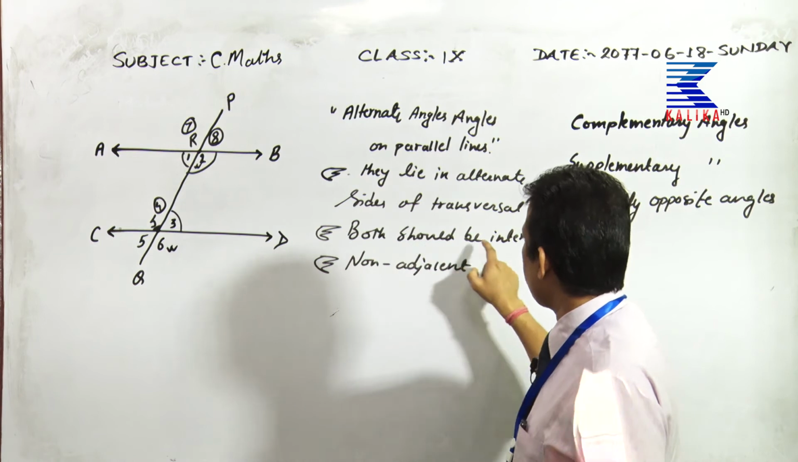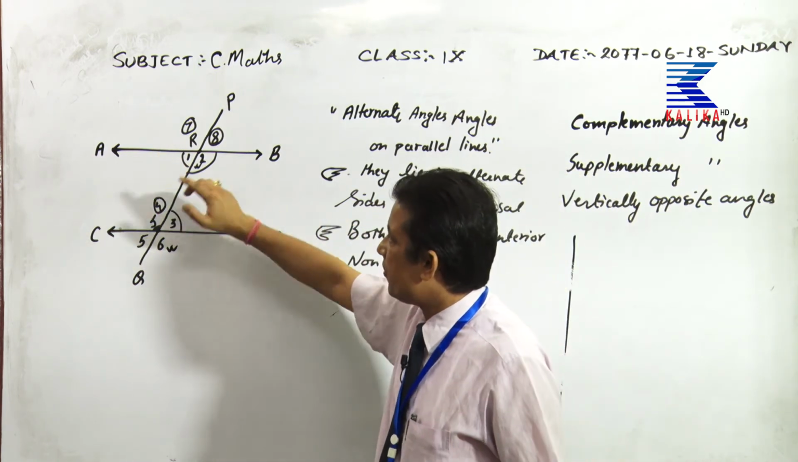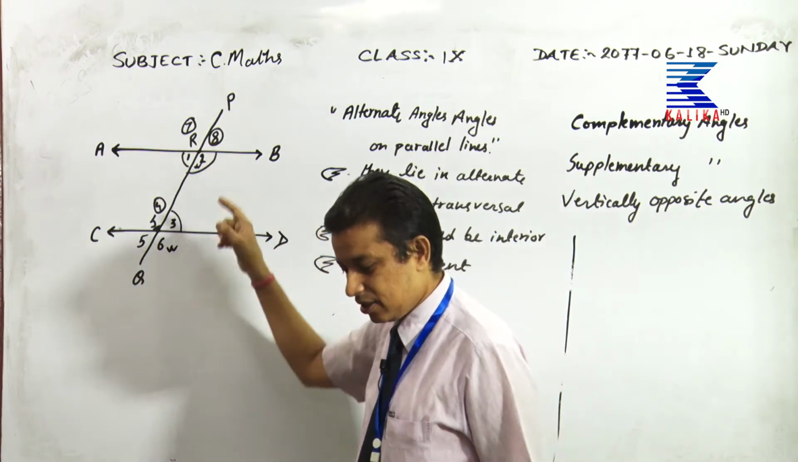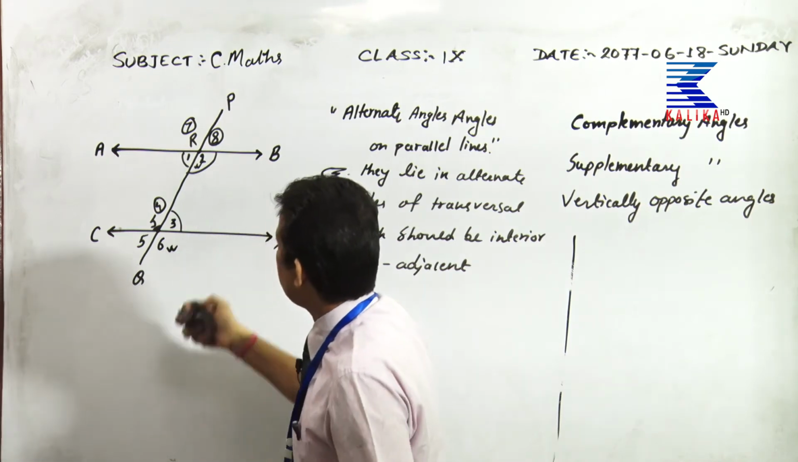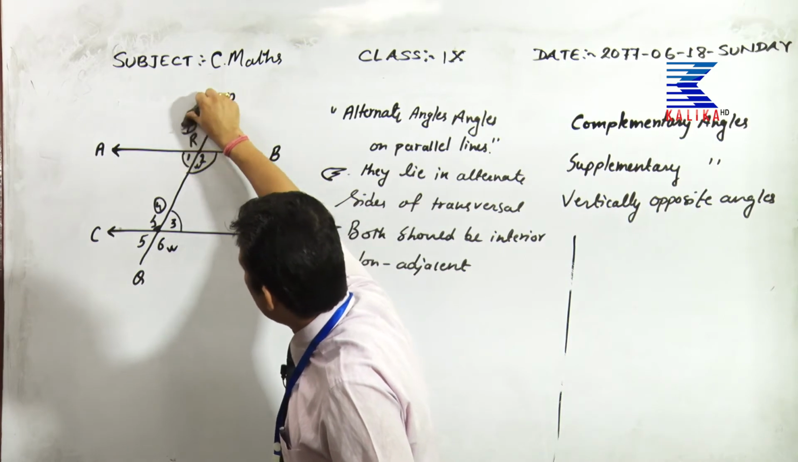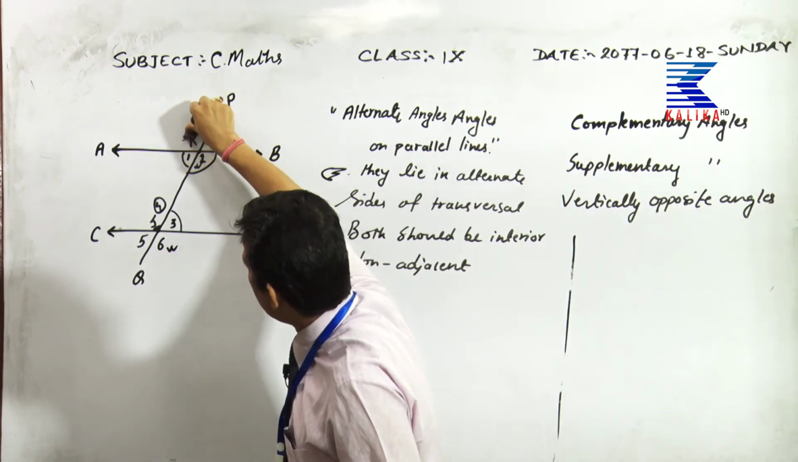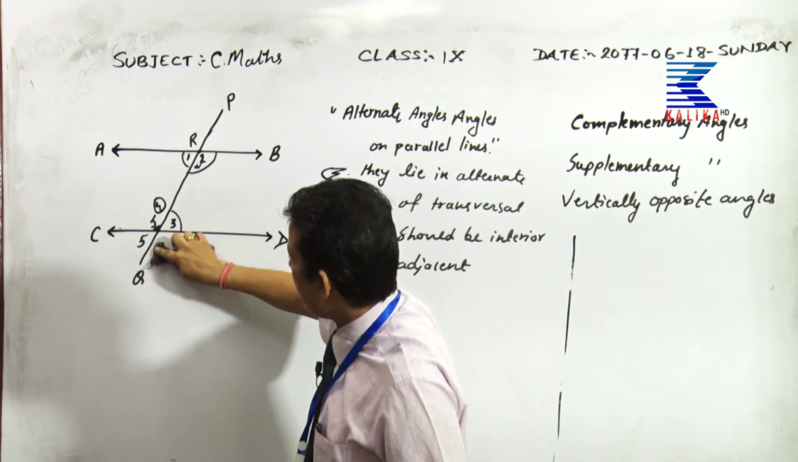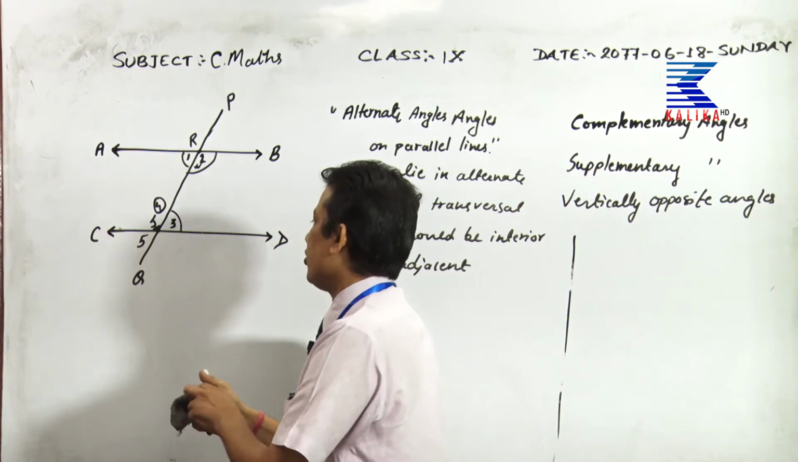Next one, both should be interior. Both should be interior means you are not allowed to take 8. Both should be interior, it means you can remove 8. For alternate angles, we do not need 8. For alternate angles, we do not need 7, because to be alternate angles, both angles should be interior.